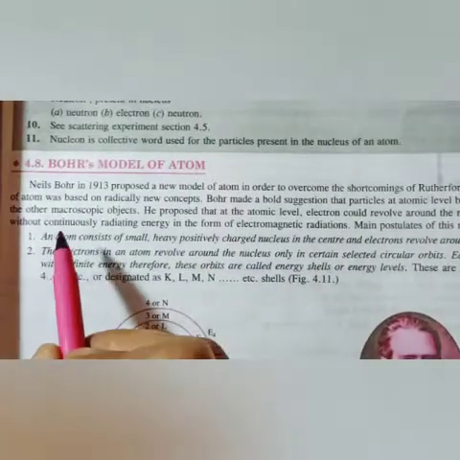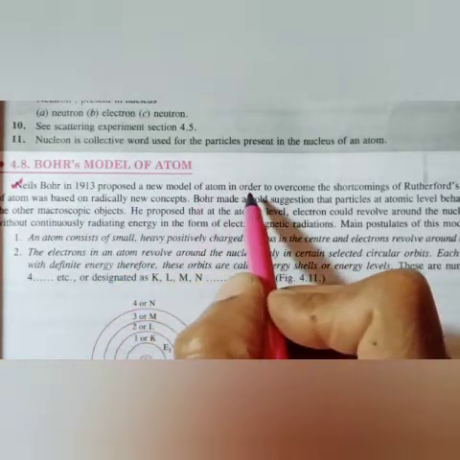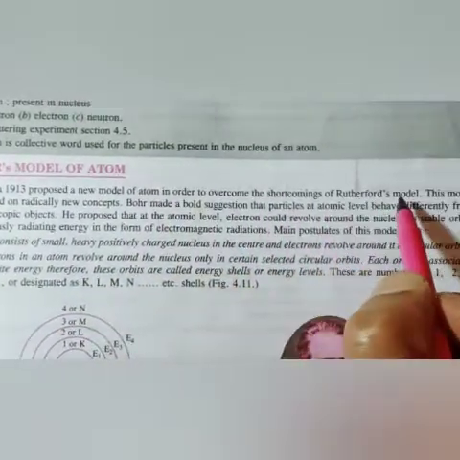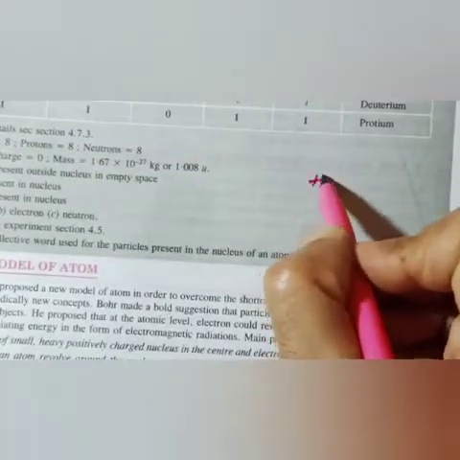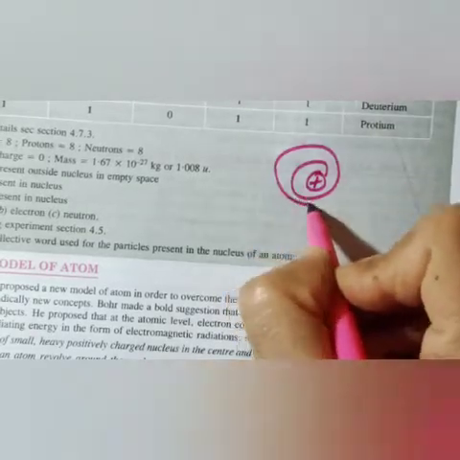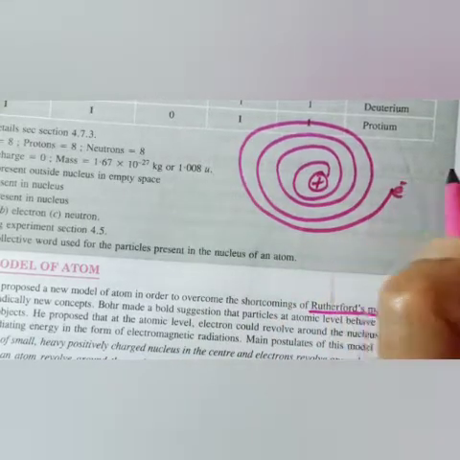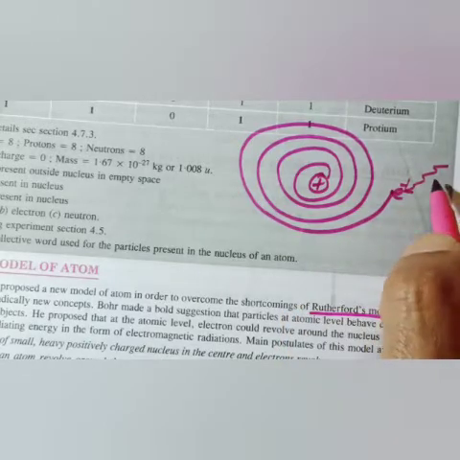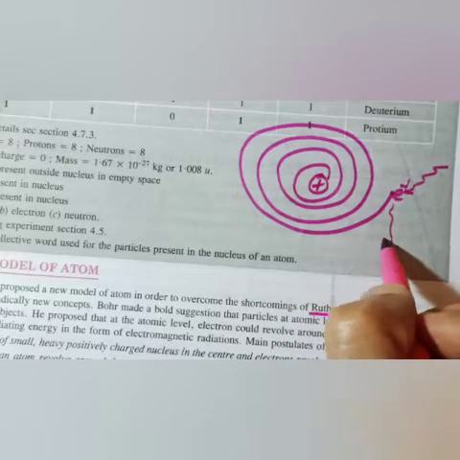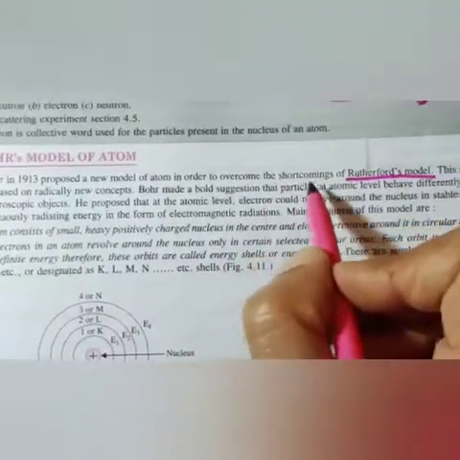Dear student, according to Bohr's model of an atom, Niels Bohr in 1913 proposed a new model of the atom in order to overcome the shortcoming of the Rutherford model. What was the shortcoming of the Rutherford model? According to the Rutherford model, the nucleus is in the center and electrons revolve around the nucleus, but he did not tell that electrons revolve with one concrete energy. As the electron gains energy, it will start losing its energy, and one time it will start falling into the nucleus. At that time the atom will be destroyed. So this was the shortcoming of Rutherford.